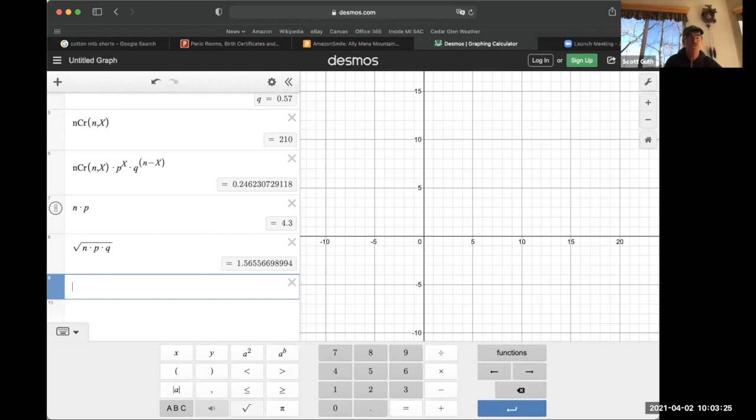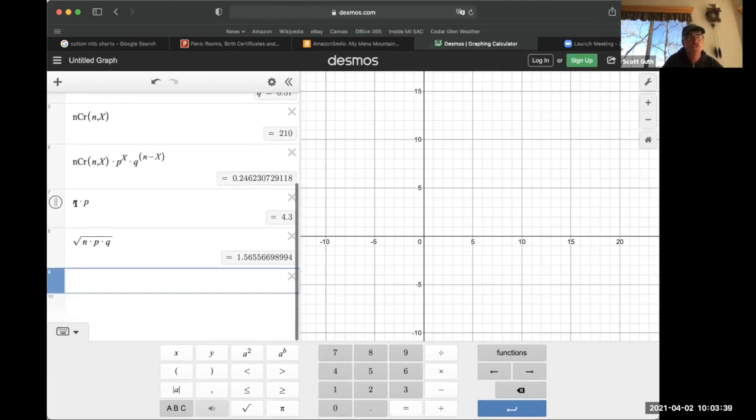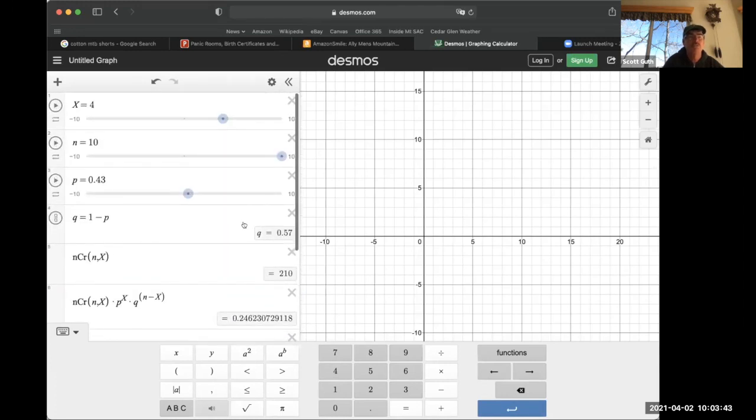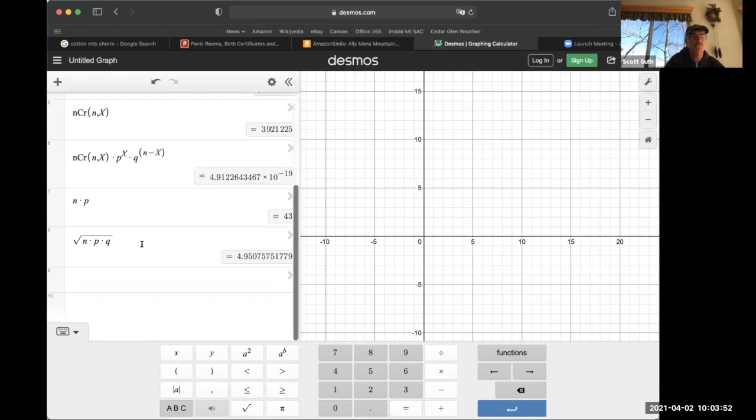Any questions about Desmos? Again, Desmos needs to know what to do in this computation. It needs to know what n, p, and q are. So I have those defined up above here, but you can change them, right? If I make n 100, then you slide down to the bottom and all of a sudden the mean is now 43, not 4.3. And everything just updates.